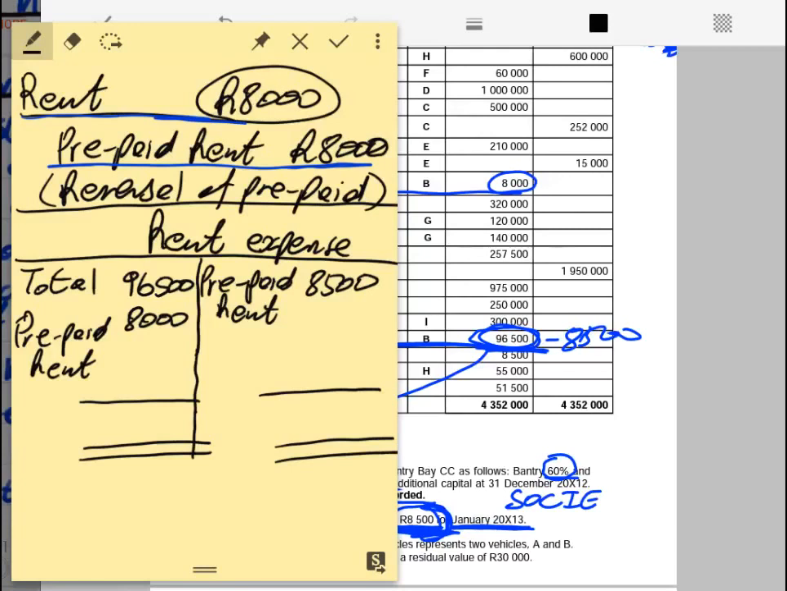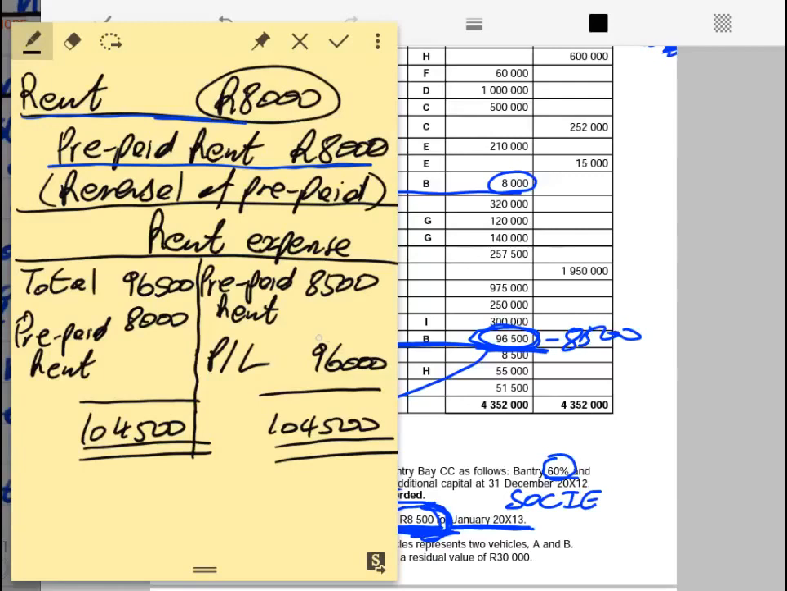So now we have to say 96,500 plus 8,000, that gave us 104,500, minus 8,500, that gave us 96,000, which is P/L, profit and loss.